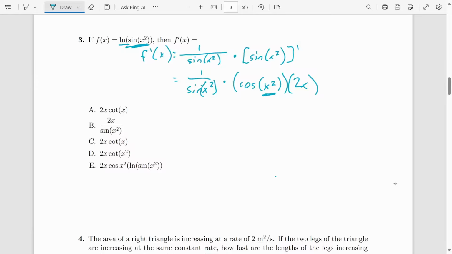There's a lot of cotangents in our answer choices. Oh, okay, that's how they got it. So there's a cosine over here and a sine down there. So I guess it combines them into just a cotangent. So that's going to be cotangent of x squared, actually. Whoops. Of x squared times 2x. Yeah, that's it. Answer choice D. Awesome.